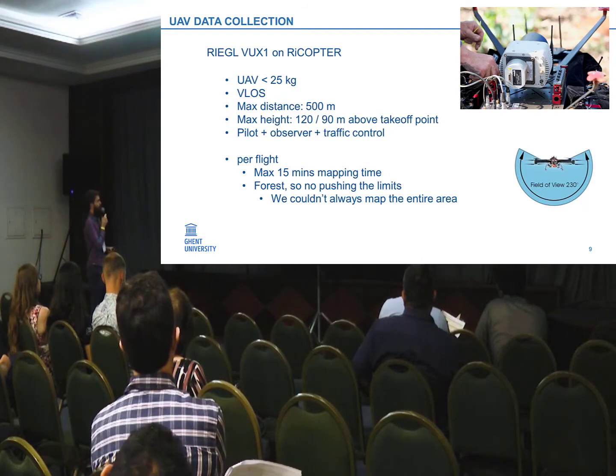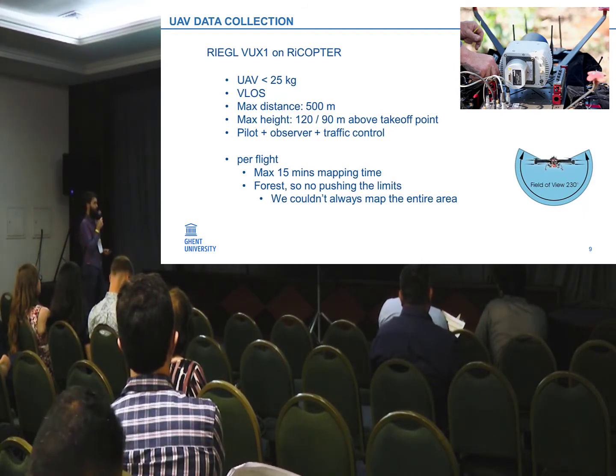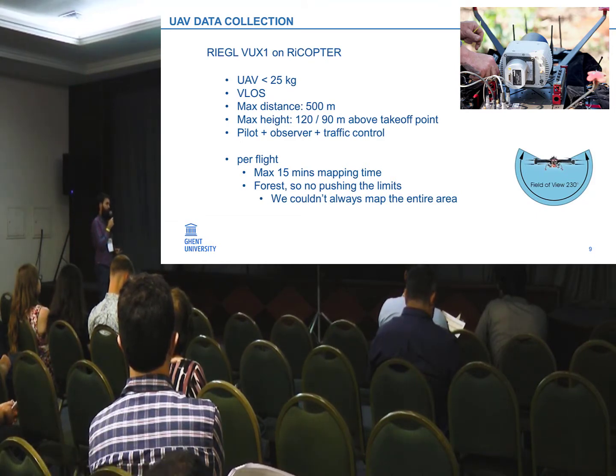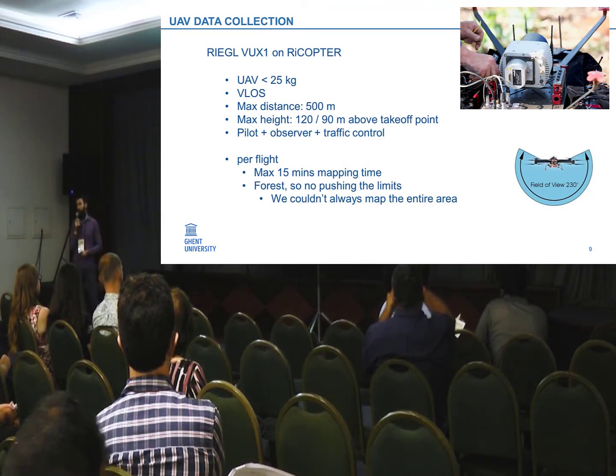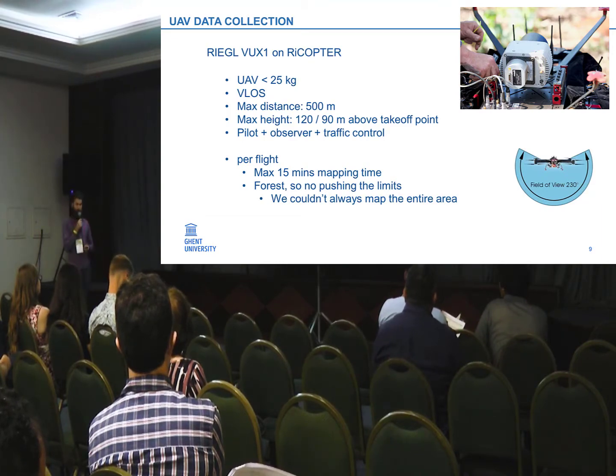So a little bit of information about the system that we've been flying. We've been flying the RiCOPTER with a full VUX system. It's just under 25 kilos, and we have about 15 minutes of flight time. We need to fly some figures first, but we have about 15 minutes where I can really turn on the scanner and collect the data.